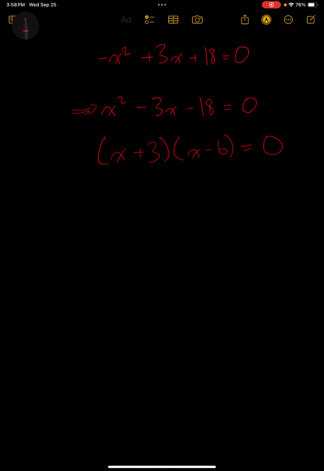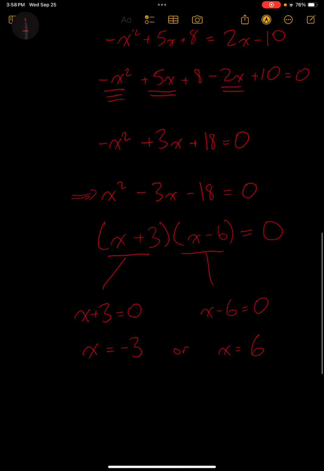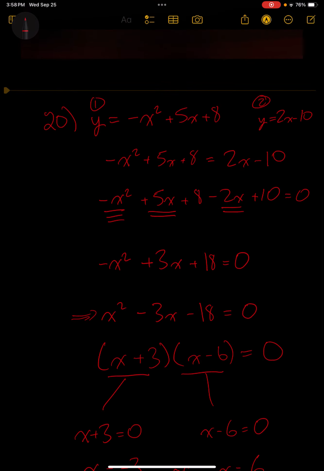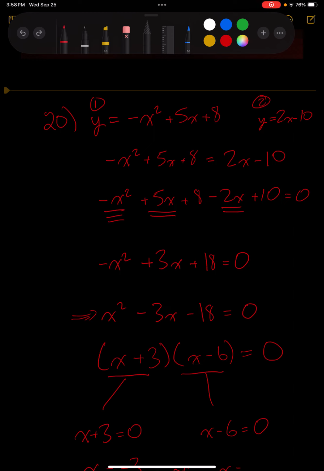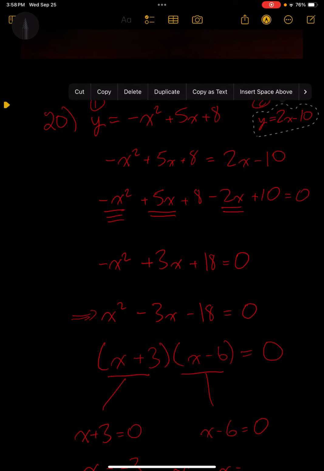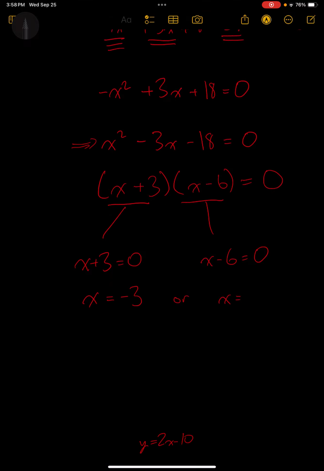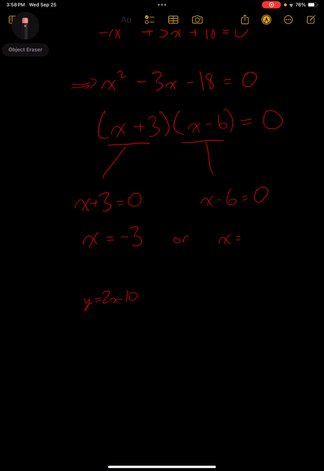Now, what does that mean? If this times this is equal to 0, it means x plus 3 must equal 0, or x minus 6 must equal 0. So if that's the case, that means x equals minus 3, or x equals 6. Okay, so if that's true, we just substitute into one of our equations. What I'll do is copy this equation right here, duplicate that, run it down.